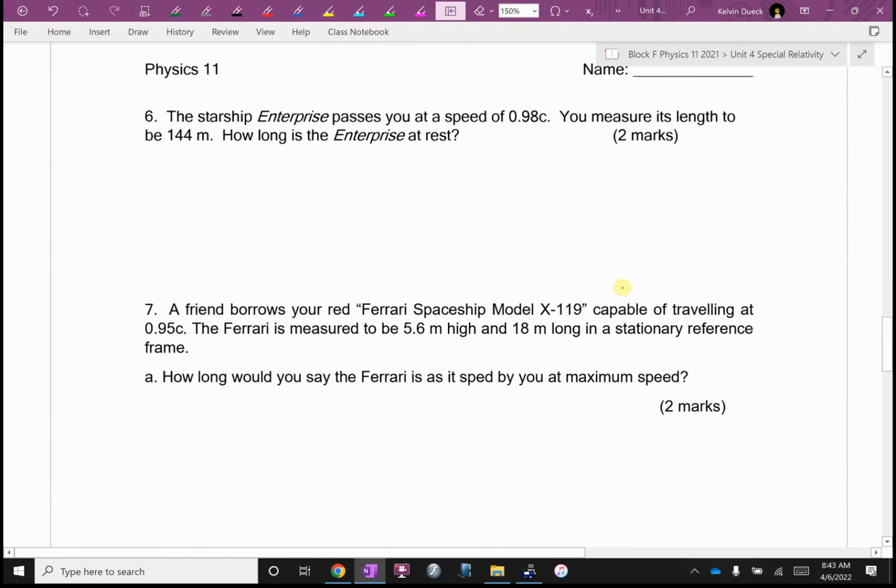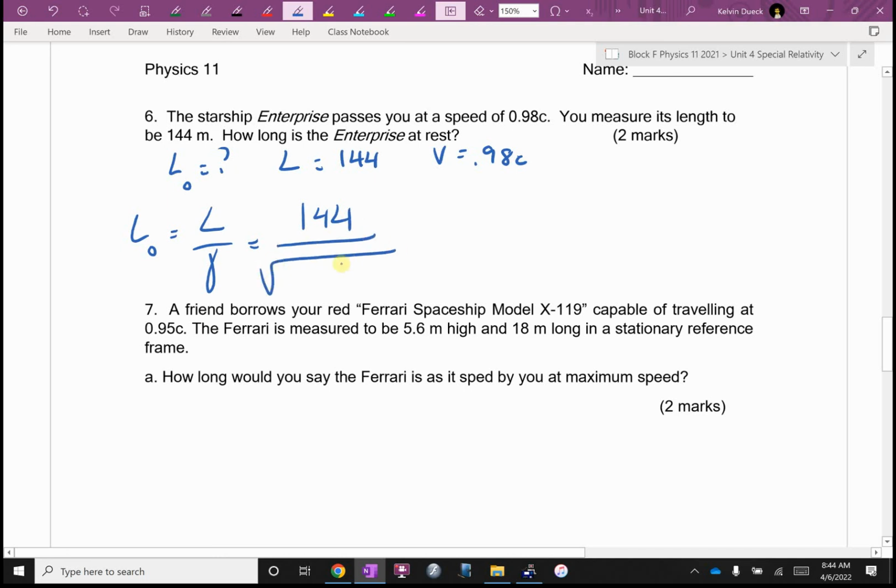How long is the Enterprise at rest? Ah, this is asking me to find L0. That must be L that they gave me, where V is 0.98c. So how would I get the L0 by itself? I guess L0 is going to be L divided by the square root function. It's going to be 144 divided by the square root of 1 minus 0.98c over c all squared.